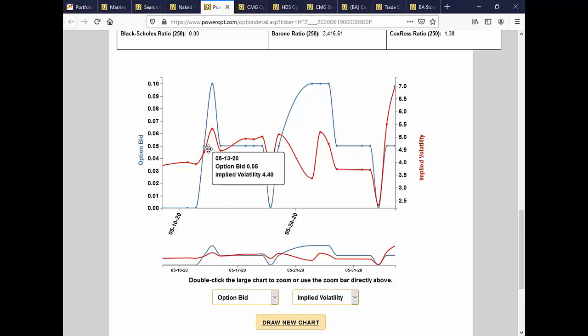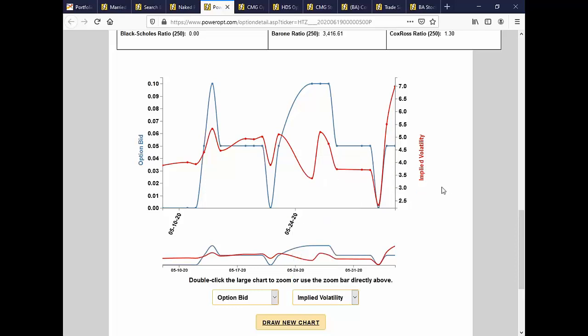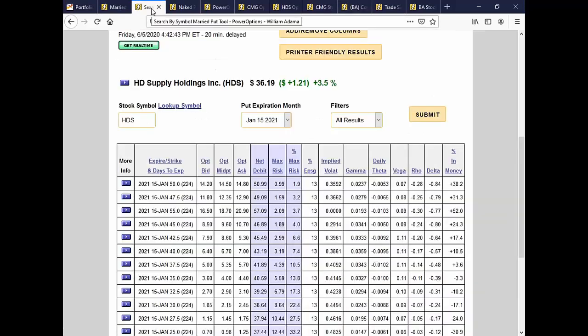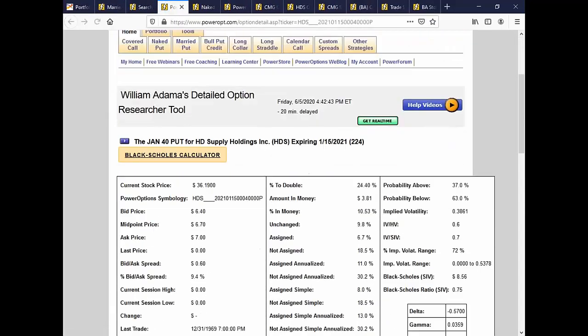But you can see here that you can scroll through and see the implied volatility versus the option bid, or if you want to see delta versus implied volatility since the option has been released. A better one to maybe look at is, yeah, perfect. I'm going to take that January 40 we were looking at as a married put, Ed. I'm going to go to research and option research because we know this has been around for many days.